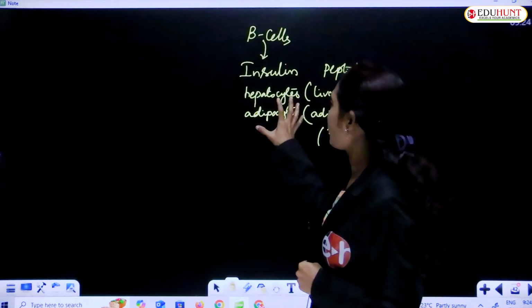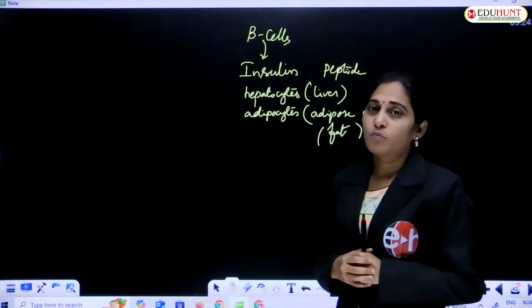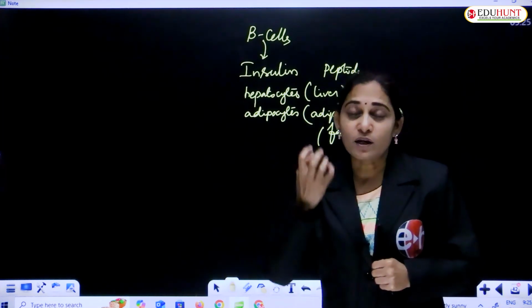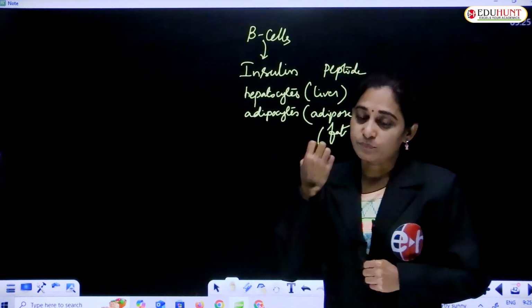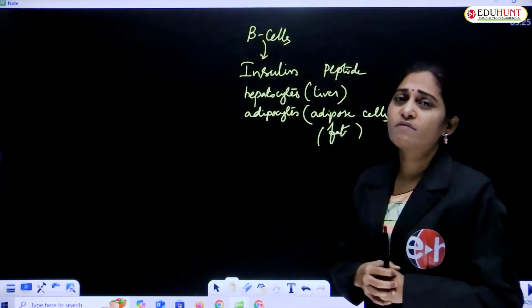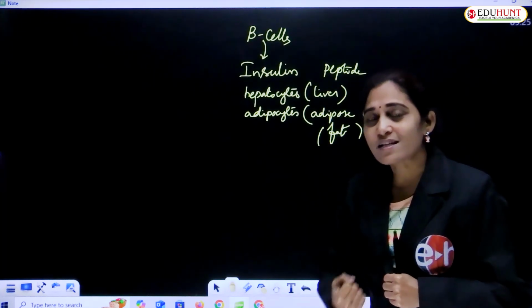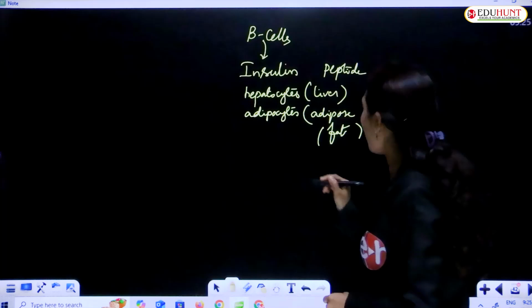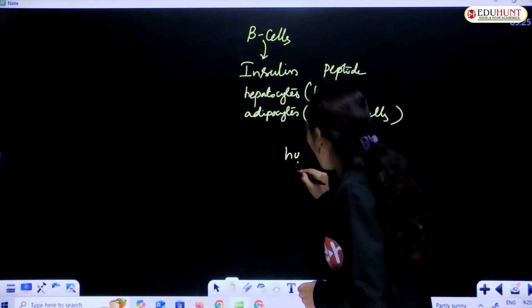But this hormone, insulin hormone, takes the responsibility of utilization of the cellular glucose. In this way, it decreases the cellular glucose or the blood glucose level. This is called hypoglycemic hormone.